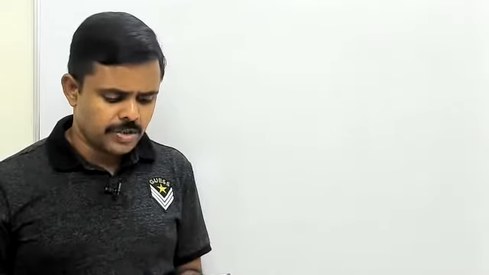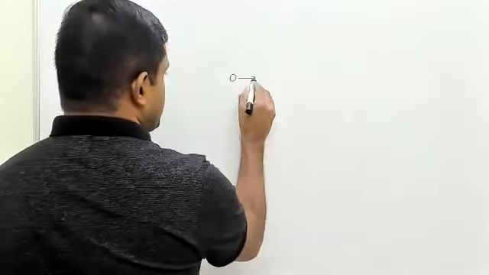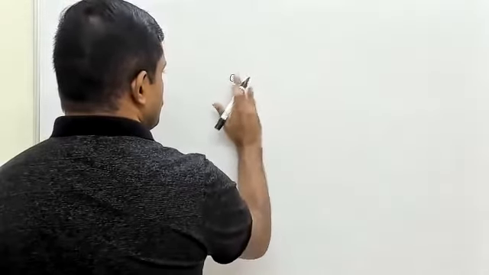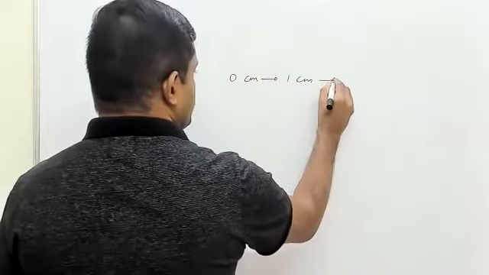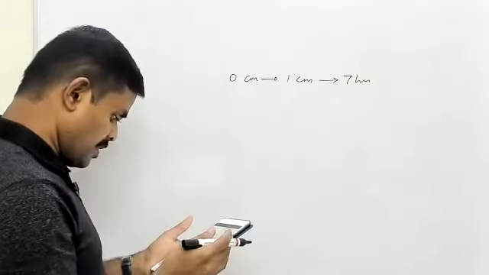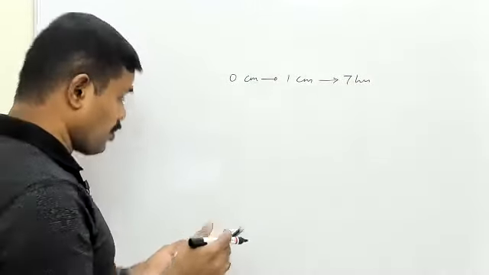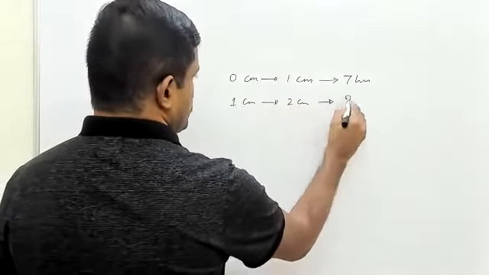Question number 10. Ice starts forming in a lake with water at 0 degrees Celsius when the atmospheric temperature is minus 10 degrees Celsius. Time taken for 1 centimeter ice is 7 hours. 1 centimeter ice means the time taken to go from 0 centimeter to 1 centimeter is 7 hours. They are asking you to find what is the time taken for the thickness to grow from 1 centimeter to 2 centimeters.